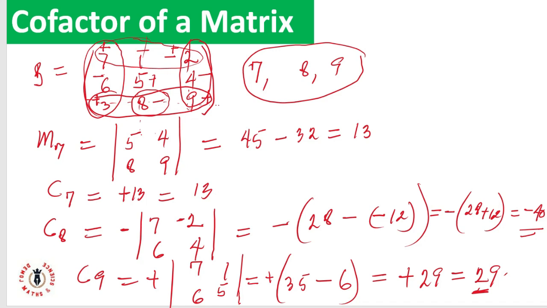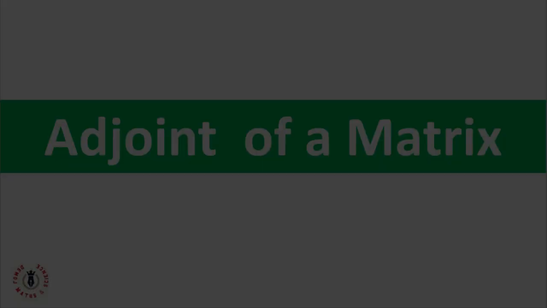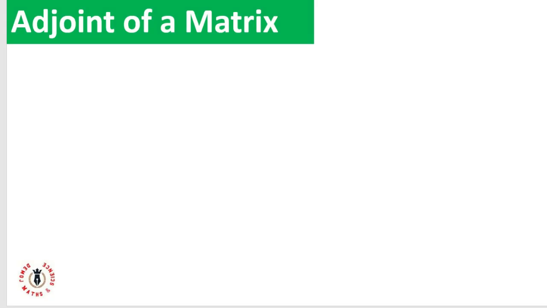And finally, let's see the adjoint of a matrix. The adjoint of a matrix is basically the transpose of the cofactor of the matrix. In case you missed a lesson where we explain the transpose of a matrix, kindly see the link here. I have placed a link here to help you access that lesson. Like we said, the adjoint of a matrix is the transpose of the cofactor of that matrix. Let's take an example.